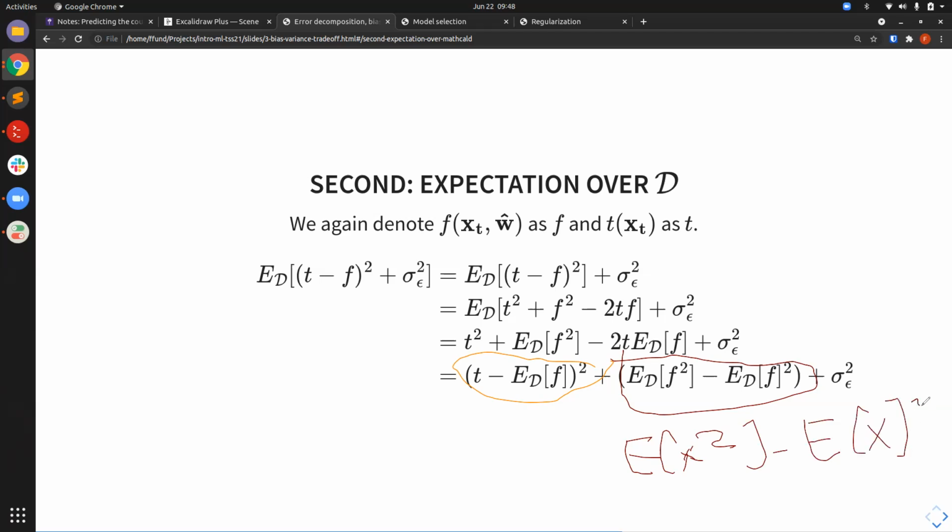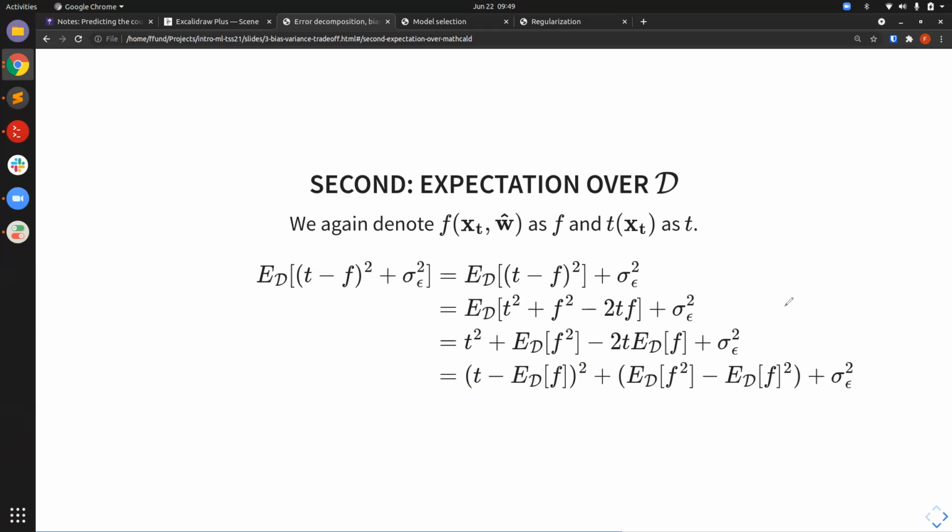Does anybody know what this expression is generally? This is the definition of variance. By definition, the variance of a random variable x is equal to the expected value of x squared minus the squared expected value of x. So we have this term that's equal to the variance of this random variable. And then finally, we have a sigma squared term. So let's talk about those terms.